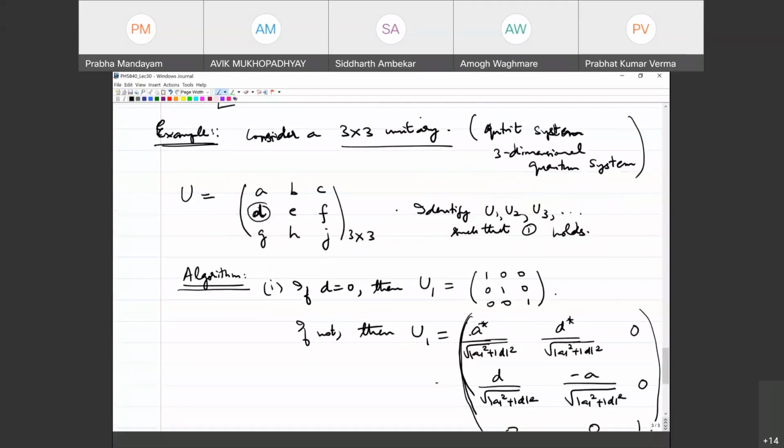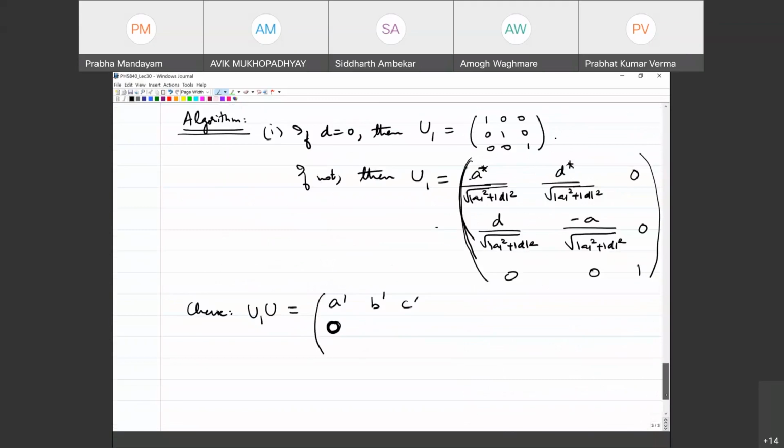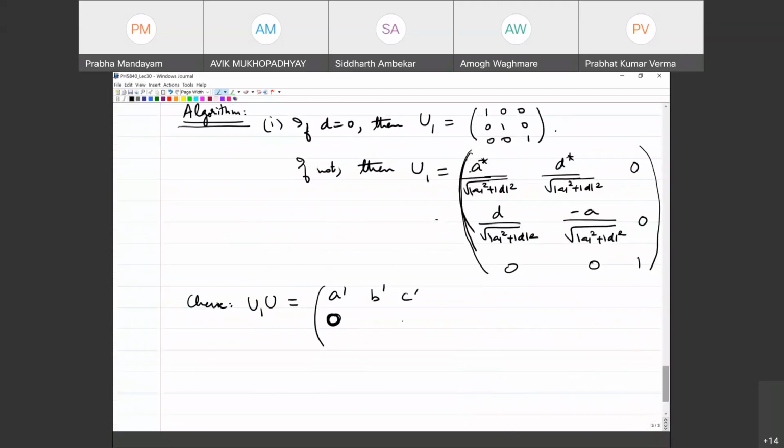But the key thing is that this will make the entry which is here vanish. You can of course start with any other entry also and the whole algorithm will work. You will see that the last row essentially remains untouched, because this has acted non-trivially only on this subspace. Actually, I'm not even sure if this involves C dash and F dash. I should check that.